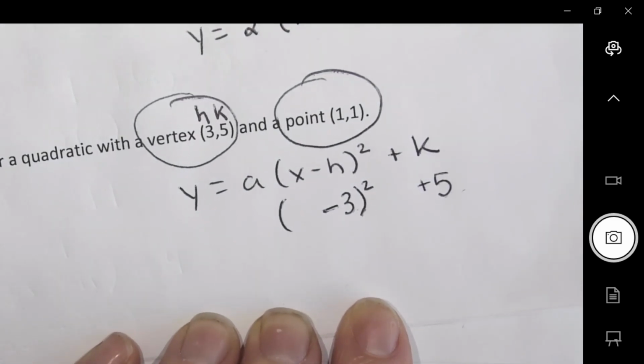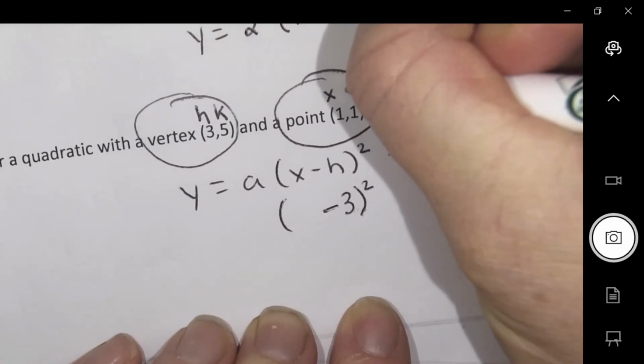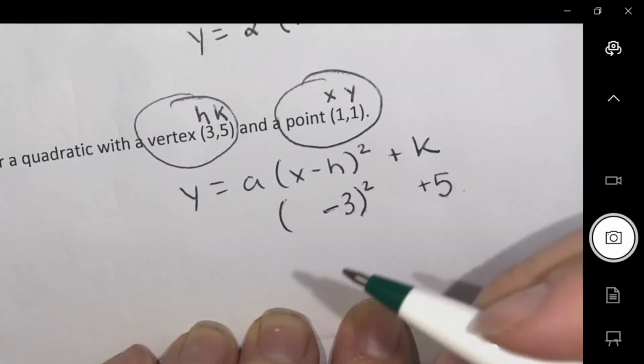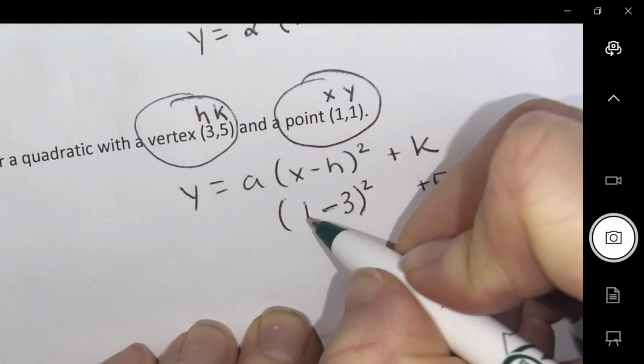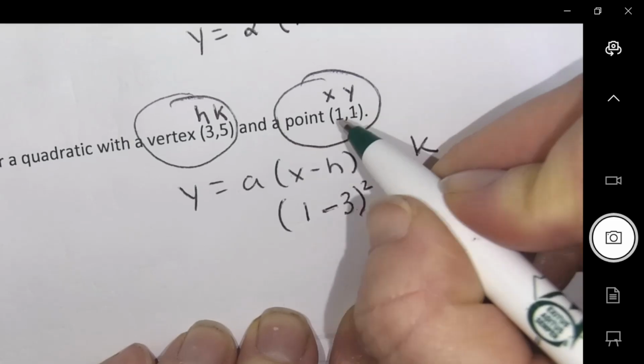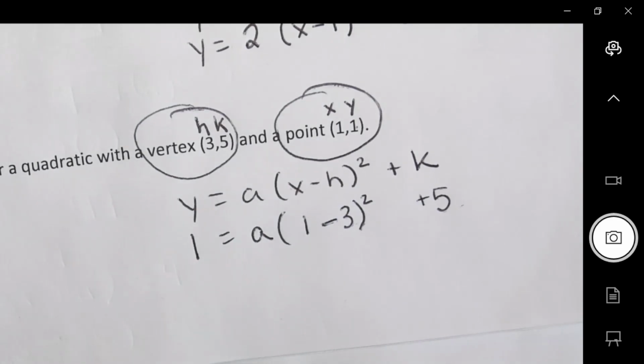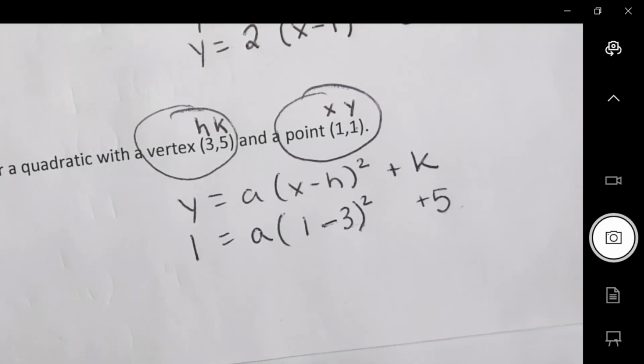Now, point. What kind of letters does a point give us? An X and a y. So that means in the equation where I saw an x, I'm going to put a 1. And the equation where I saw y, I'm going to put a 1. And the thing that I don't know is a. So we're going to have to figure that out. Okay? It's going to take algebra. We have to do algebra here.